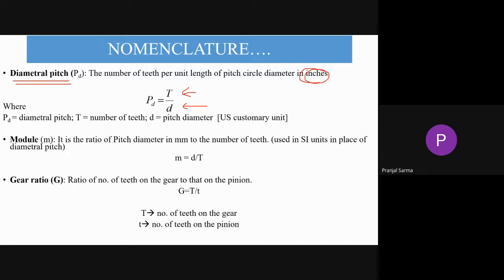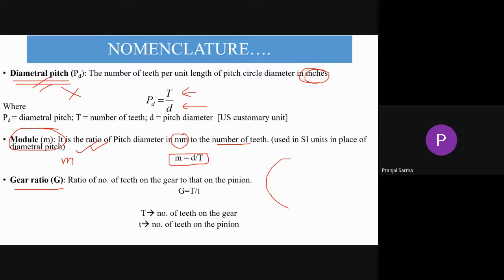Whenever we talk about the diameter or size of a gear, generally we mean the pitch circle diameter only, so you must understand that automatically. Then the very important word module, given by small m. It is the ratio of the pitch diameter in millimeters to the number of teeth, so m equals d by t. This will be very much used, and it is used in the SI unit system. We are not going to use diametral pitch, mostly we'll be using the module. Similarly, we have the gear ratio given by capital Z. It is nothing but the ratio of the number of teeth on the gear to that of the pinion.